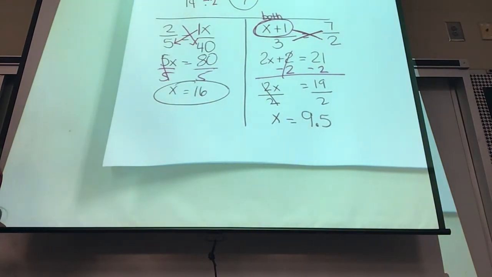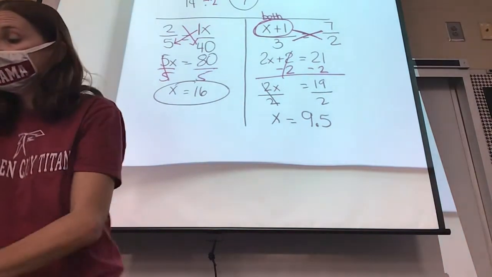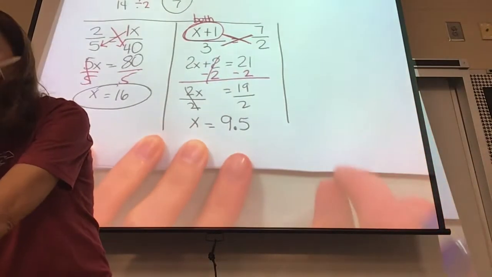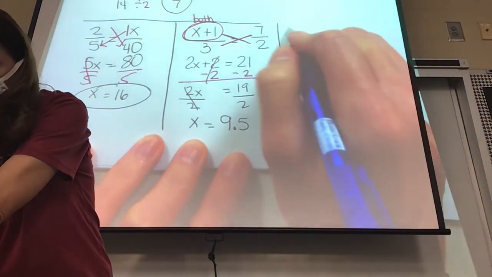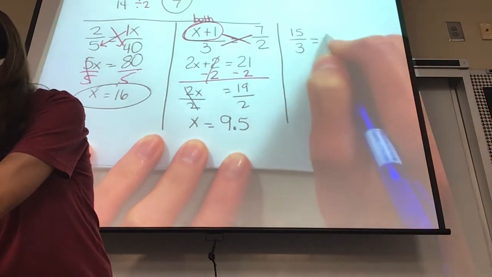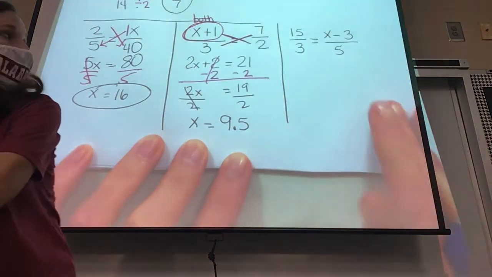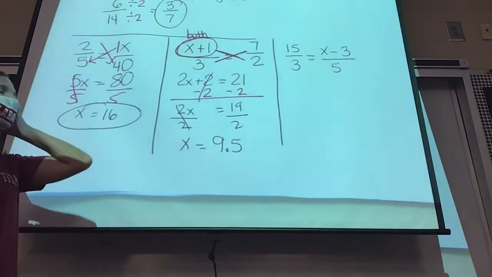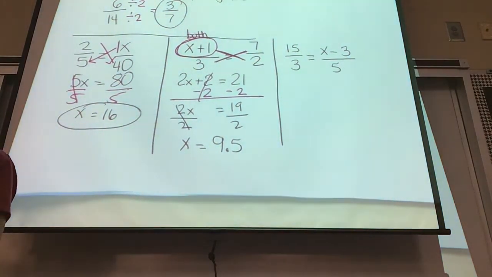Okay, so any questions with the add or the subtract? Okay, I'm going to let you try one. Now remember, this add and subtract can move as well. So this time you've got 15 over 3 equals x minus 3 over 5. So try this one. You got 15 over 3 equals x minus 3 over 5.